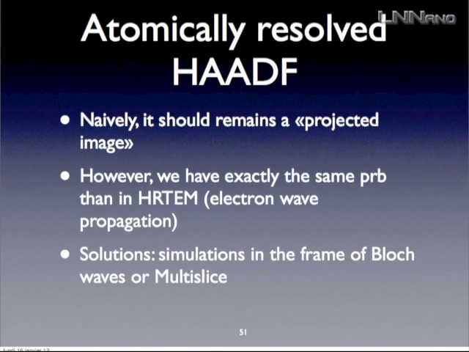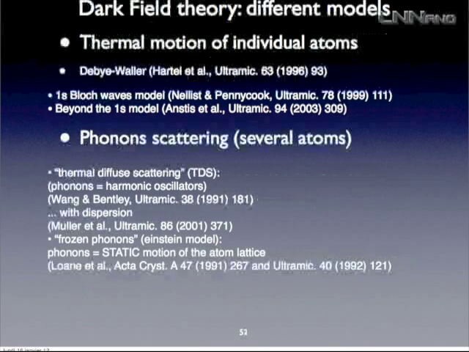So of course, naively, it will be a projected image. But if your sample is on axis, it's just much too naive, and then you have to make simulations, maybe in the frame of Bloch waves or multislice, just like you would have done in a high resolution TEM. So again, the message is HAADF STEM is very nice to have a large sensitivity, a lot of contrast. But if you want to make something quantitative, then you are stuck with the same problem as in high resolution TEM. Sorry. So this I will not comment.